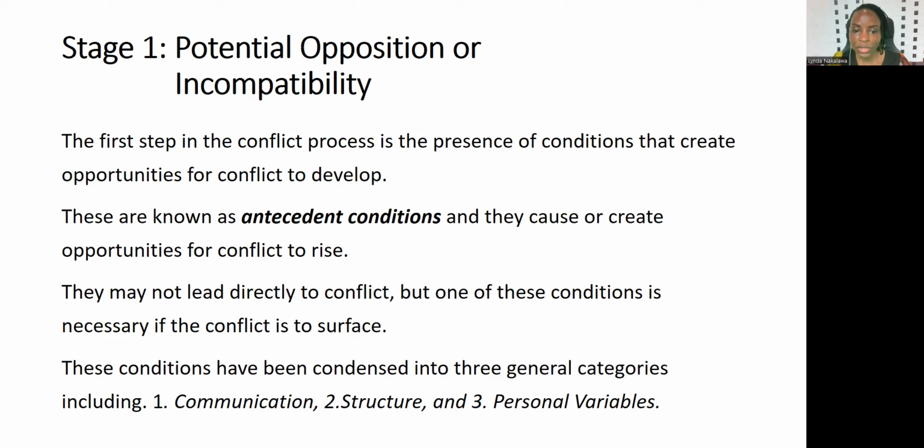These antecedent conditions may not lead directly to conflict, okay? But one of these conditions is necessary if conflict is to surface. The antecedent conditions might be there and conflict doesn't occur, but it does not work the other way around. Conflict cannot occur if these antecedent conditions are not in place. And these conditions have been condensed into 3 general categories. They include the way we communicate, the structure of the group that we are in, and some personal variables.